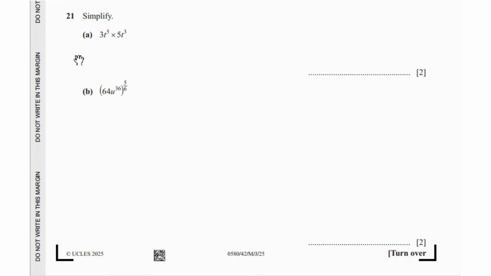Then it says simplify 3t to the power of 5 times 5t to the power of 3. So 3 gets multiplied with 5. And for the variables, when we're multiplying similar bases, we will add the powers. So the base remains the same. What changes is the power. So it becomes 15 times t to the power of 8.